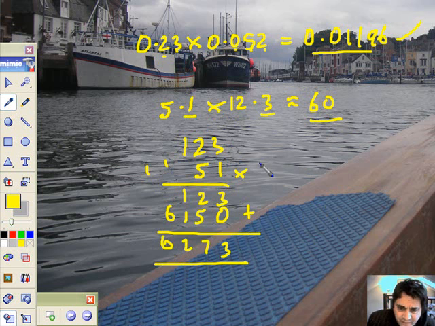Work this way: one figure, two figures after the point. One figure, two figures. Put the point right there. And the answer is 62.73, that's about the 60 we estimated earlier.